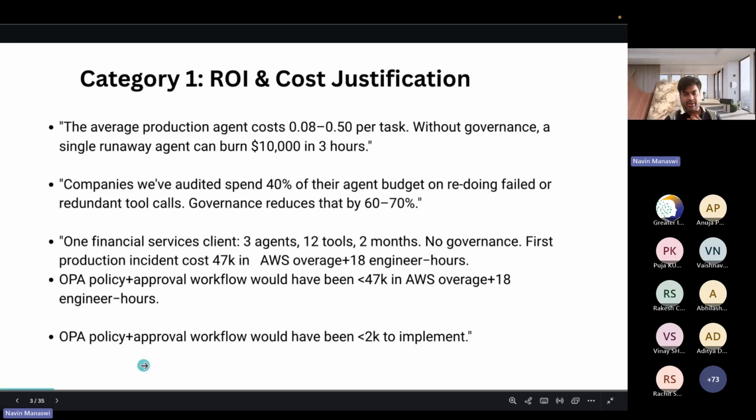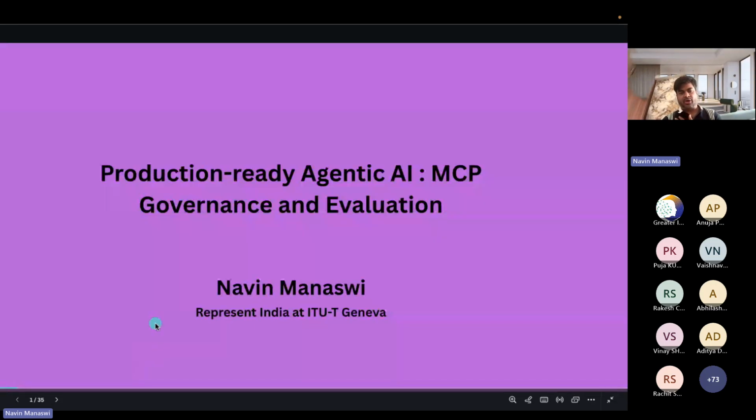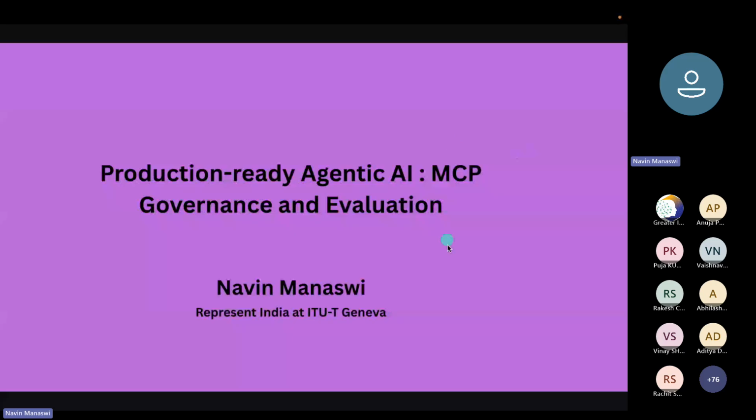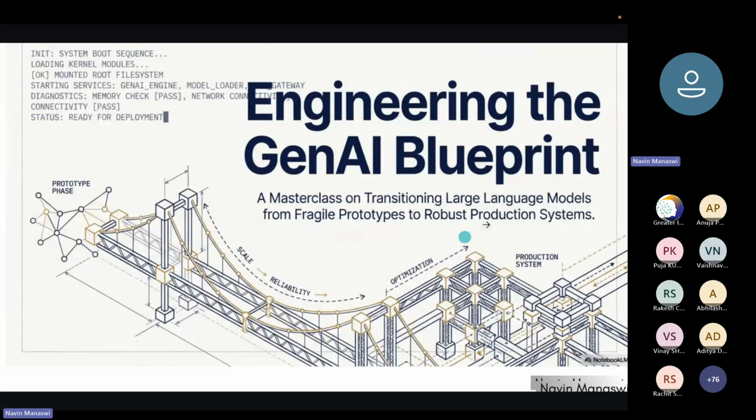This is Naveen. The topic is production ready agentic AI, MCP governance and evolution. It is not just building something in MCP, building something for an MVP and leaving it. It's all about production ready agentic AI. And this is Naveen, who represents India at ITU Geneva for AI and generative AI. The topic is very interesting. You're trying to get a Gen AI blueprint in terms of deployment and production.